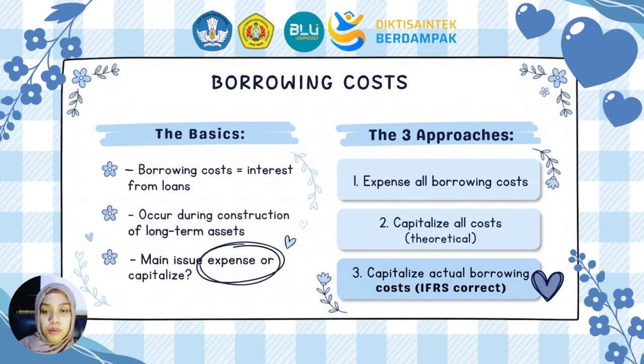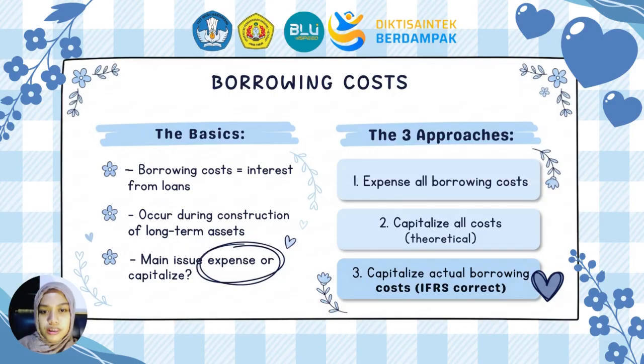I will explain three approaches that have been debated over the years. The first approach is expense all borrowing costs. This means every dollar of interest during construction goes directly to interest expense on the income statement. Nothing is added to the asset cost. The problem with this approach is it ignores the fact that the asset is not producing revenue yet. Many people think this is too conservative.